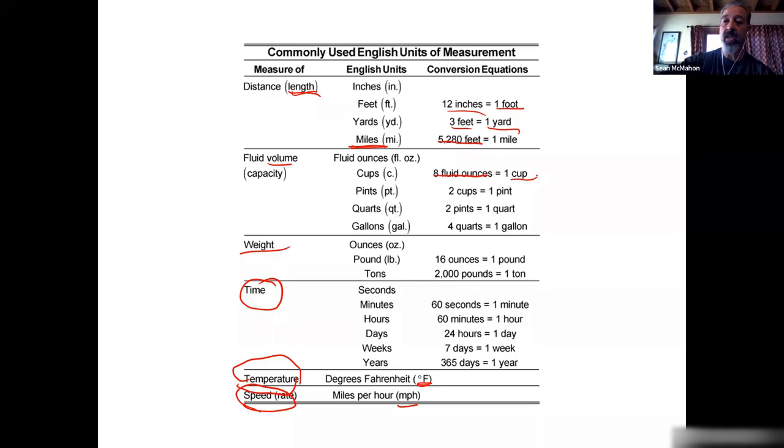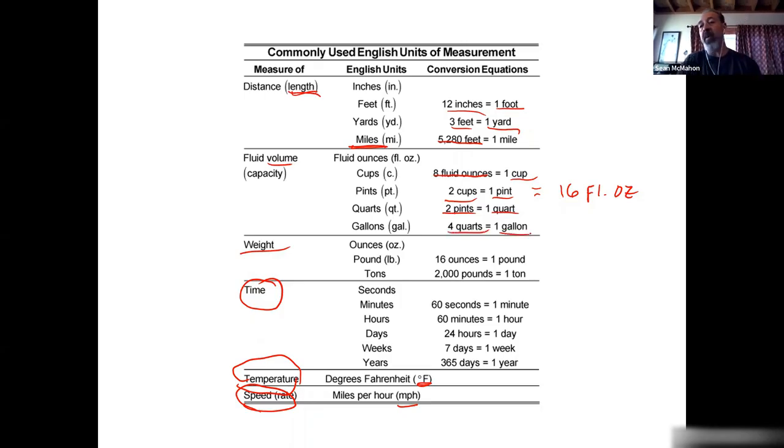So if you have a cup as a unit for a recipe, that would be 8 fluid ounces. 2 cups is a pint. Now, you can think of that as 16 fluid ounces, right? Because 8 ounces make 1 cup, so 2 cups would be 16. 2 times 8, 16. So a pint, 16 ounces. 2 pints is a quart, and 4 quarts to a gallon.